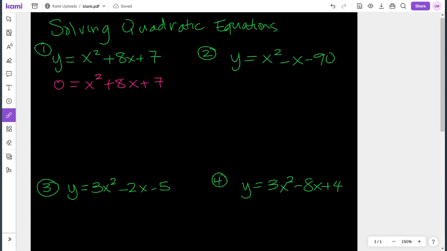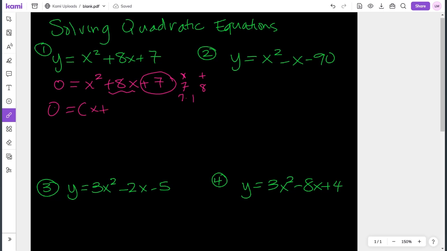So remember, with trinomials, 3 terms, I want numbers that multiply to be the last term, so multiply to be 7, and add to be the middle term, so add to be 8. All right, so numbers that multiply to be 7 and add to be 8 would be positive 7 and positive 1, or negative 7 and negative 1. But I need for it to add to be positive 8, so I want positive 7 and positive 1.